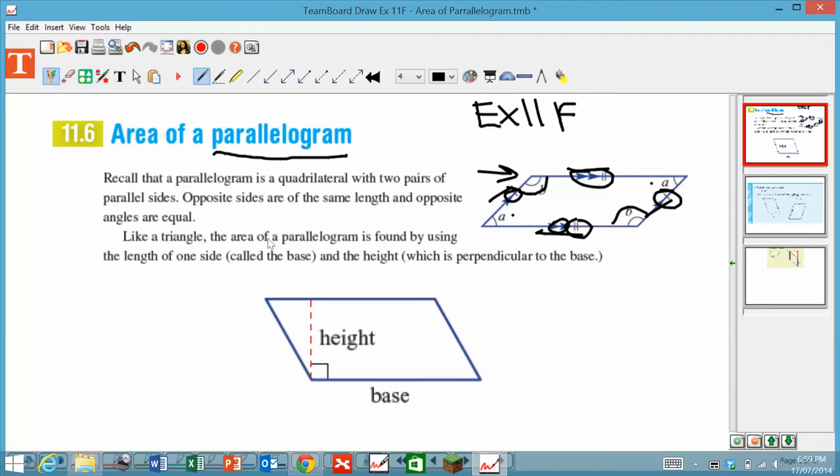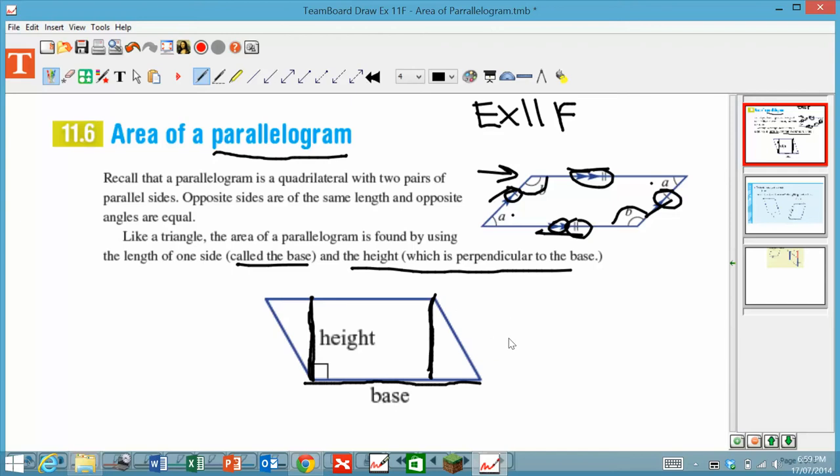Like a triangle, the area of a parallelogram is found by using the length of one side, called the base, and the height, which is perpendicular to the base. If I flick to this next page, you can see here's the base of my parallelogram and my perpendicular height. I go to where a point is, and I could find my height here or there, it doesn't matter.